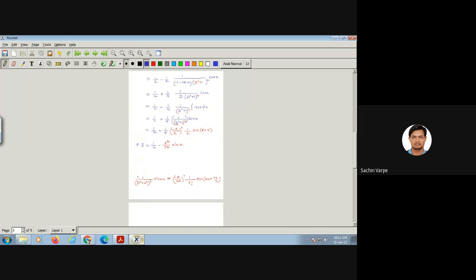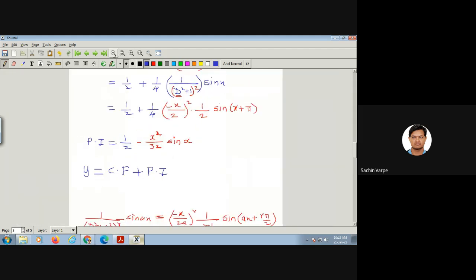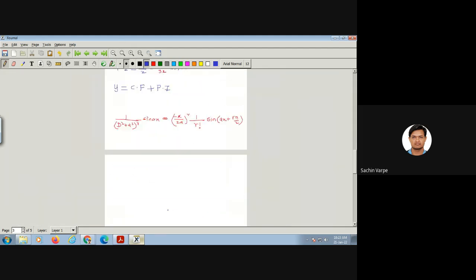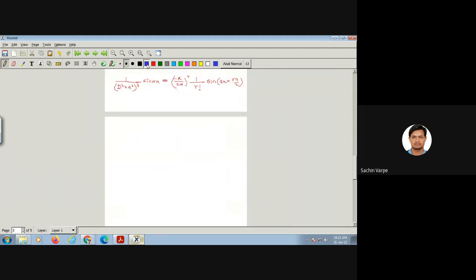So with this, we write the complementary function CF plus PI. We have to write the complementary function and the particular integral. That will be your general solution. I hope it is clear now. Yes, everyone? Reply yes, everyone in the chat box. Okay, fine. सबको reply करना है chat box में.